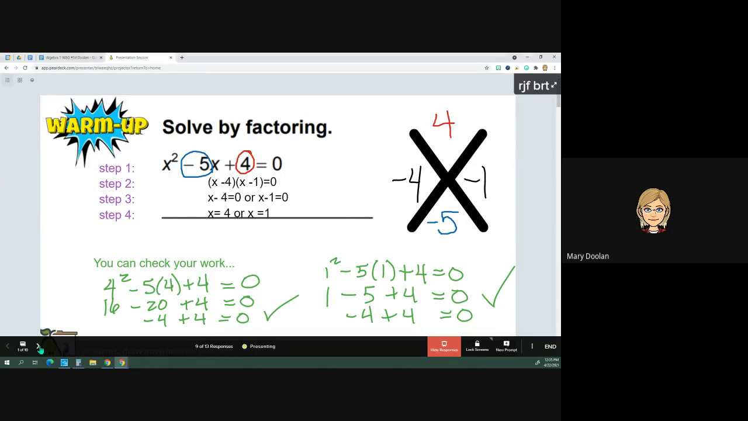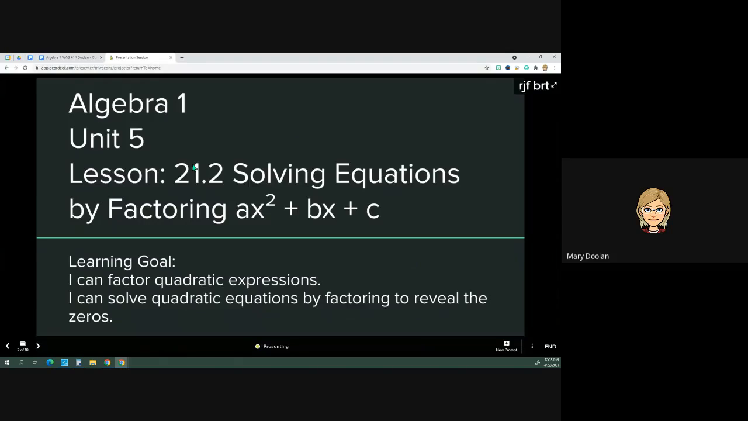All right, so this is Unit 5, Lesson 21.2, solving equations by factoring ax squared plus bx plus c. Learning goal: I can factor quadratic expressions. I can solve quadratic equations by factoring to reveal the zeros. So we'll focus on the first learning goal today and on the second one tomorrow.